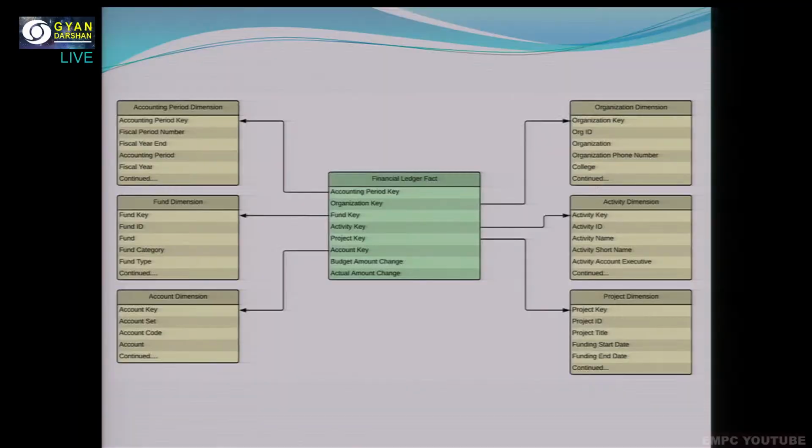You can see financial ledger fact is placed in the middle, that is the fact table. Likewise, you have accounting period dimension, fund dimension, account dimension, organization dimension, activity dimension, and then project dimension. Wherever you want to establish the relation, we identified the primary key, and that is placed in the fact table as the referential integrity, that is the foreign key. And other than those, in the financial ledger fact, we identified the facts called budget amount change and then actual amount change. So these are the two monetary values that come across in the form of facts.